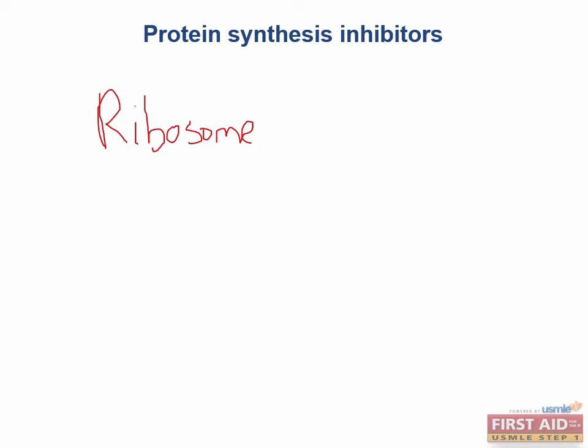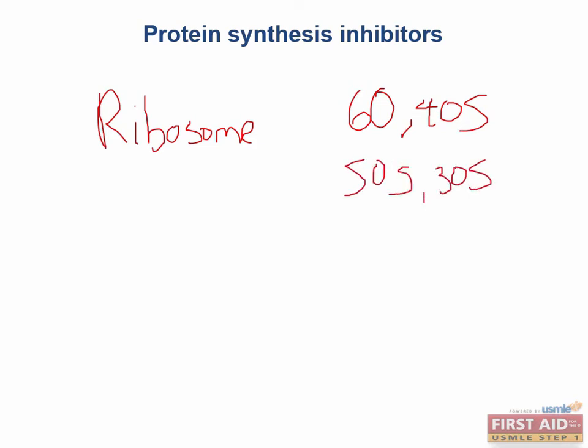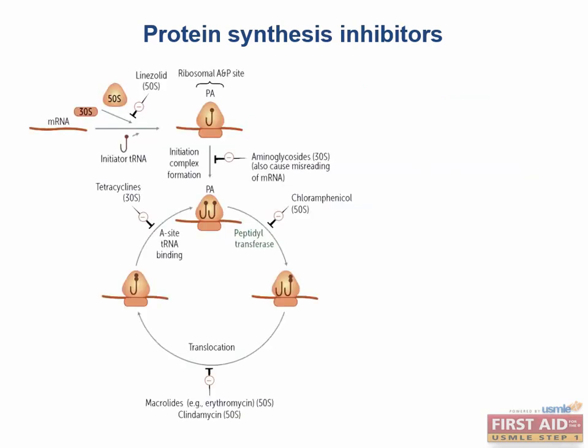Remember, human ribosomes are made up of 60S and 40S ribosomal subunits, while bacteria have 50S and 30S subunits. An easy way to remember is that the first digit in the bacterial ribosomes is odd, and bacteria are odd organisms. Our drugs that target protein synthesis specifically target the bacterial ribosomes, 50S and 30S, and leave the human subunits alone. Here is a wonderful image from First Aid that details the process of protein translation.